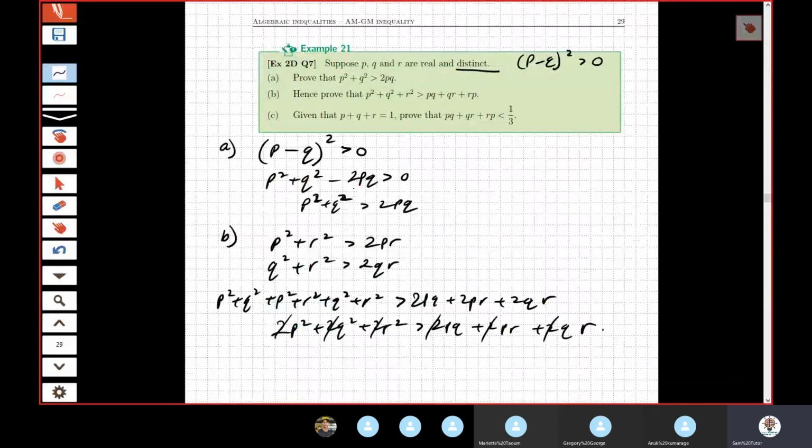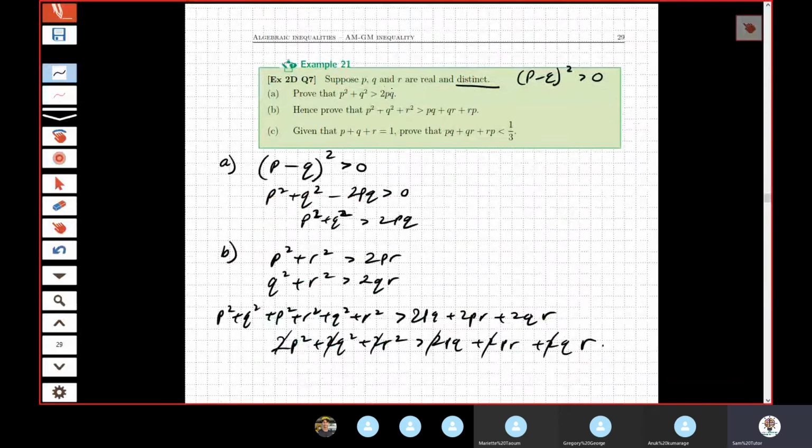All right, here it is. Suppose p, q, and r are real and distinct. Prove that p squared plus q squared is greater than 2pq. There you go, right? I did p minus q squared. The only reason why it's not equal to is because it says it's distinct. So we already know they're different, so they don't equal. Hence prove that p squared plus q squared plus r squared.